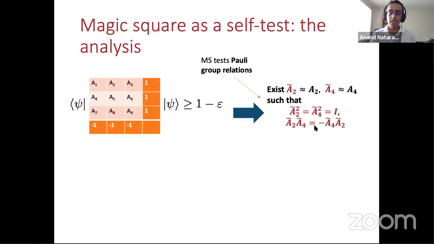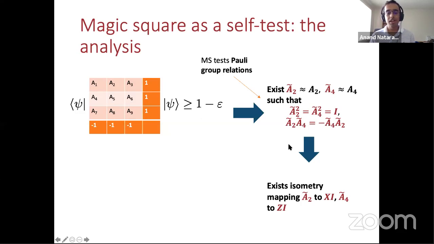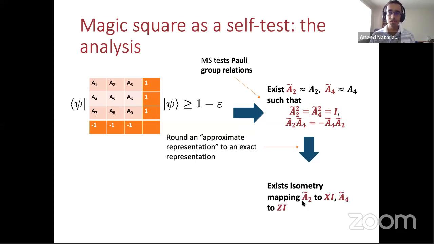Okay, so then in the second step, we apply this fact from the previous slide that there was a unique representation. So once you have constructed these operators on the prover's space that satisfy the Pauli group relations, there's an isometry that maps them to the elements of the Pauli group, to X tensor I or Z tensor I or whatever the case may be. And then finally, you can think about this as we're trying to, what we showed here is that these A's are like an approximate representation of the group, and we're rounding it to an exact representation of the group, and then mapping that to the canonical one, which is just the Pauli matrices.